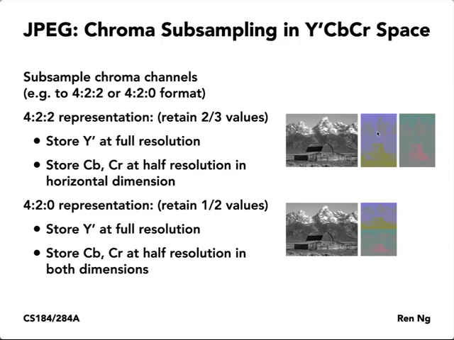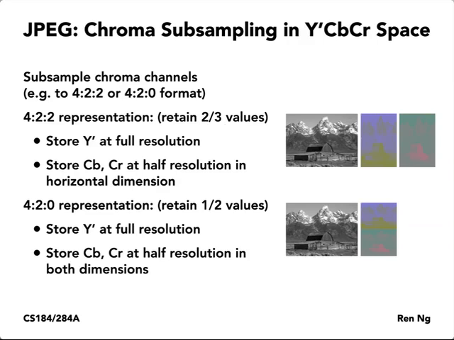So the CB channel, which should have been as wide as this one, got squashed in half to keep only half the resolution, and similar for the CR. So if you total this up, you can see that if originally we had 3 times these number of pixel values, now we have all of these and then half of each of these. So that's where we get 2/3 of the original data.